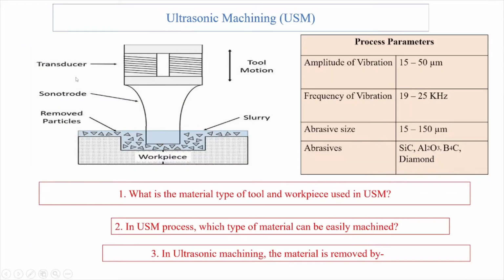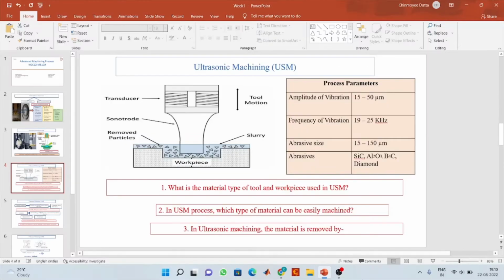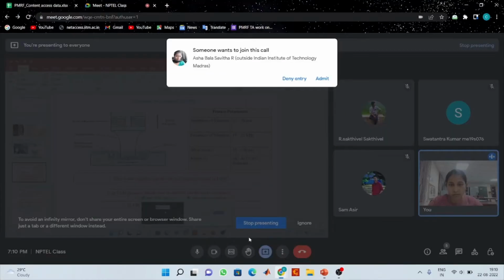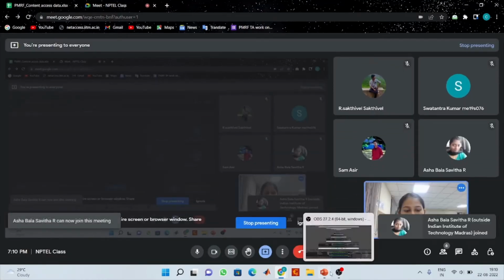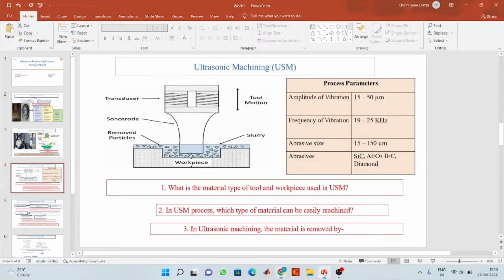So as I have discussed, in ultrasonic how it works. Someone maybe join. Okay.